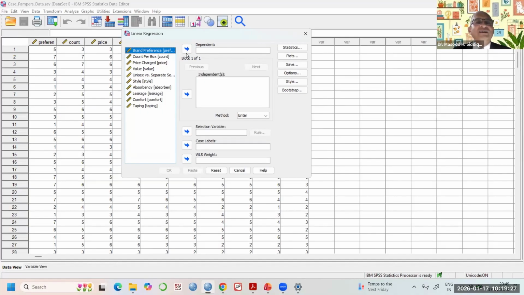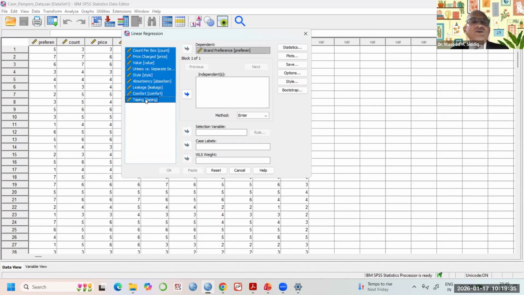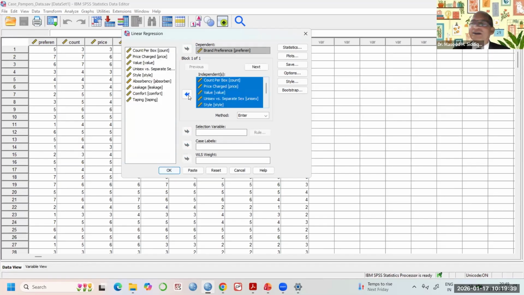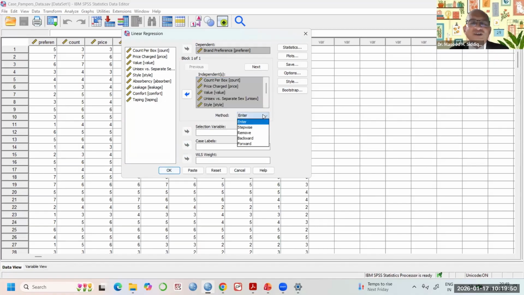So we will be having this brand preference, which is our dependent variable. And since we are running it for the first time, we will be entering all the 9 independent variables, all the 9 features in one go. And this method, when all the features are being entered in one go, is known as the enter method. Remember, this is not the only method.